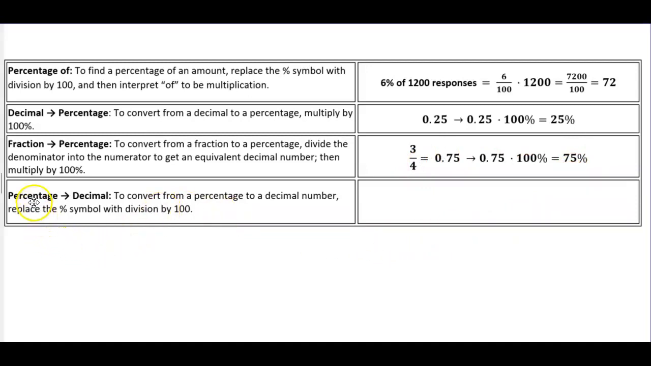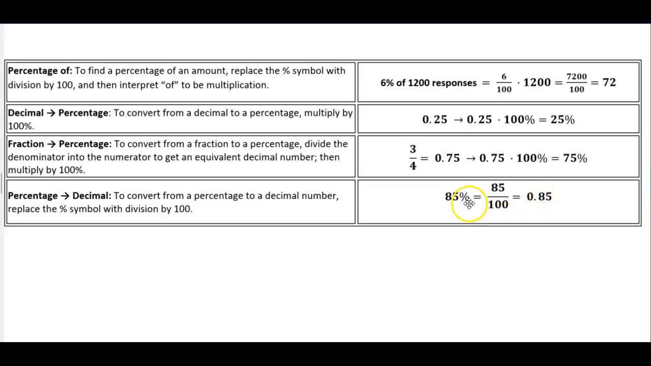Last, we want to convert a percentage to a decimal. To convert from a percentage to a decimal number, replace the percentage symbol with division by 100. So for example, if we had 85%, this is the same thing as 85 divided by 100. And 100 into 85 is going to give us a decimal of 0.85.